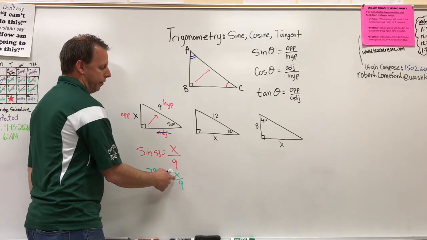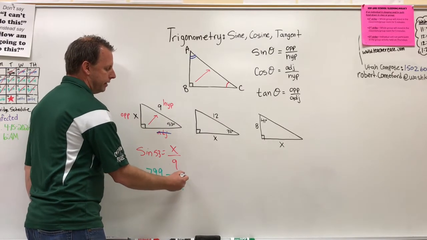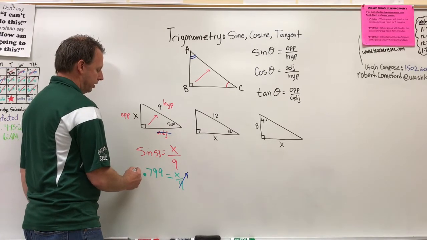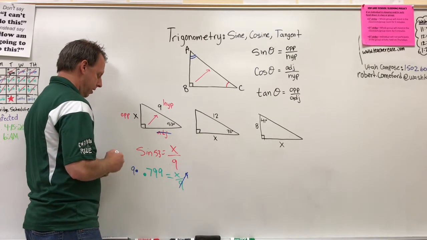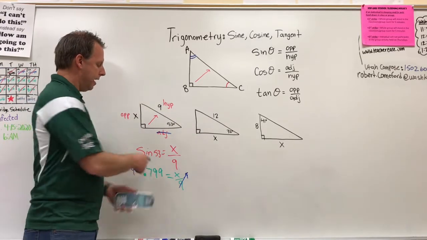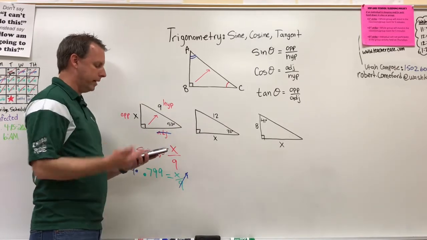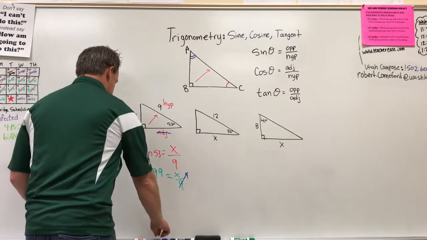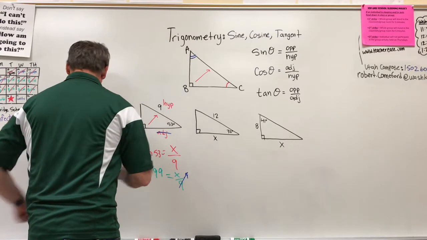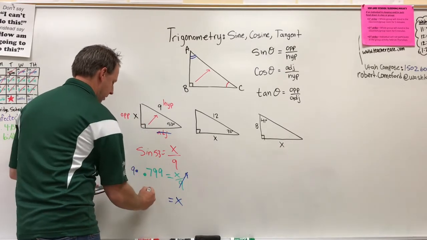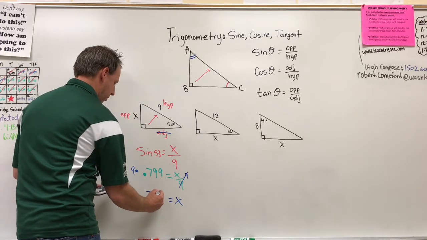Trying to get x by itself, this means divide, so the opposite of divide is to multiply by 9. That cancels out. If I do it to one side, I have to do it to the other, so I'm going to multiply by 9 over here. So I'm going to take that 9 and multiply it by this number. That number is already on my calculator, so I'm just going to hit times 9, and I end up with x equals 7.19.